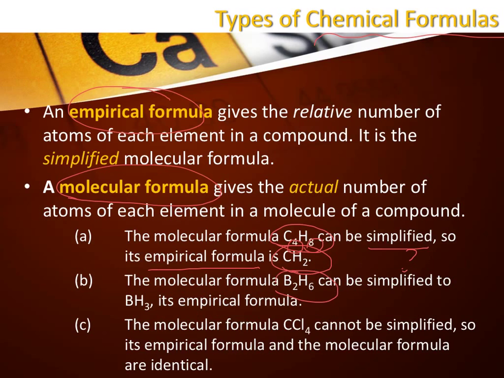So, for example, if you have a molecular formula B2H6, you can divide both of the subscripts by 2, and the empirical formula would be BH3. You do have some molecular formulas, for example, carbon tetrachloride, which cannot be mathematically simplified, and so in that case, the empirical formula and the molecular formula are identical. So, in some cases, they will be one and the same.